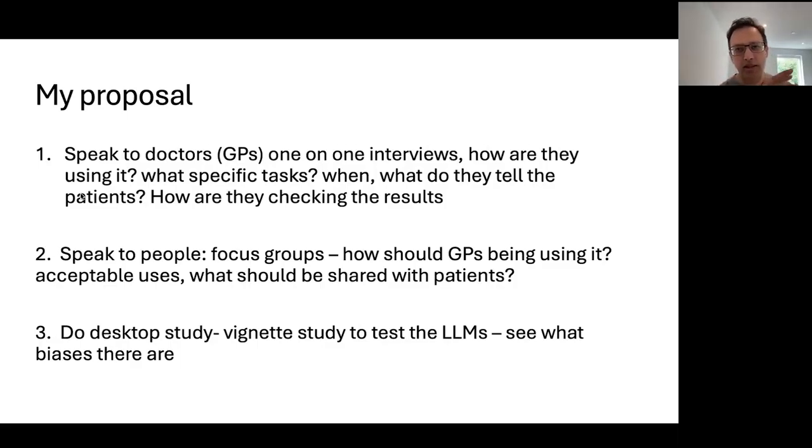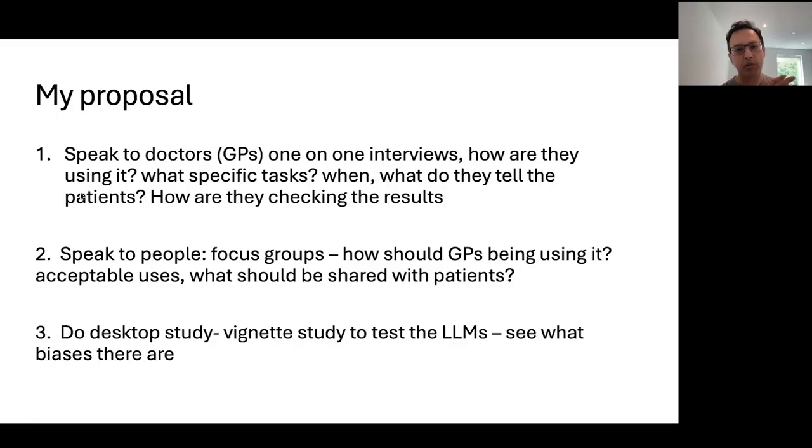And I would try and understand how they're using LLMs, what specific tasks, what data they're sharing, how they're interpreting the output, what they're checking, what they're sharing with patients. And then I feel like there's a piece of work where we need to understand what the public and the patients feel about the acceptable uses of LLMs.